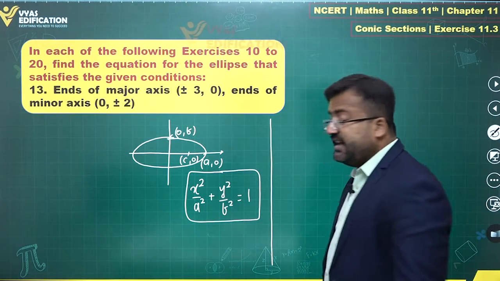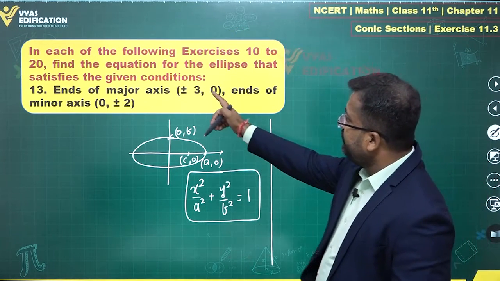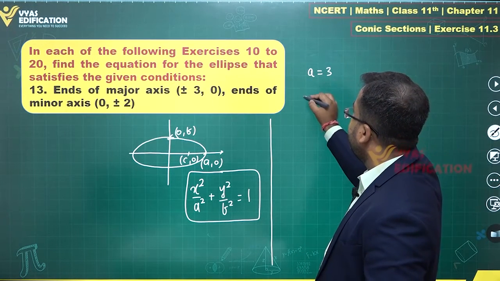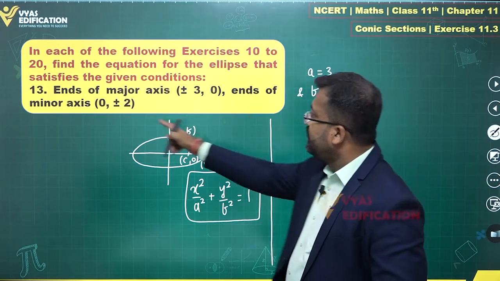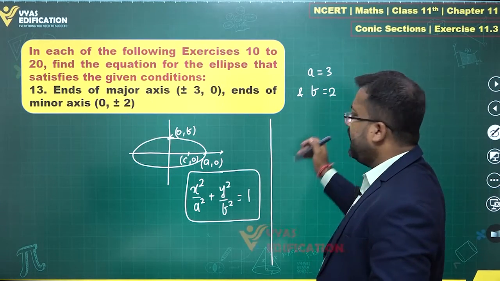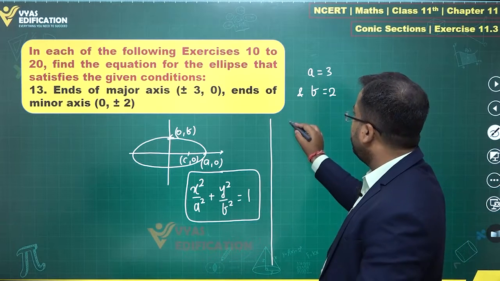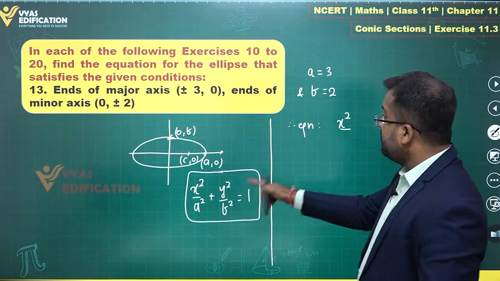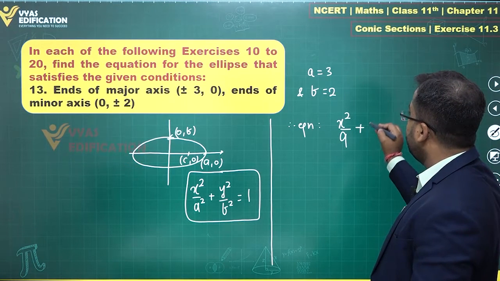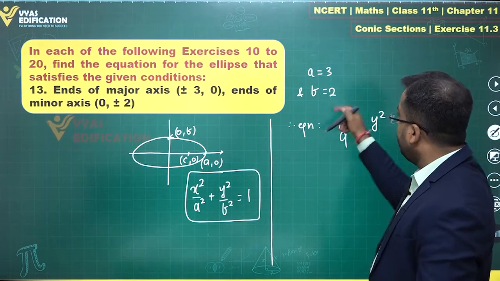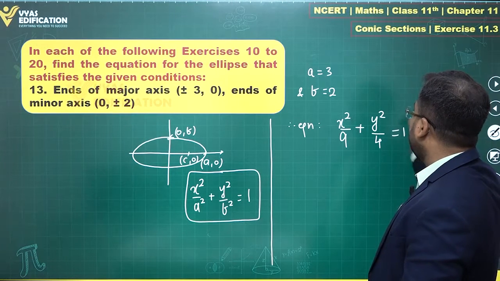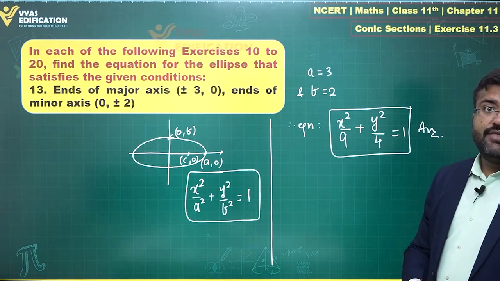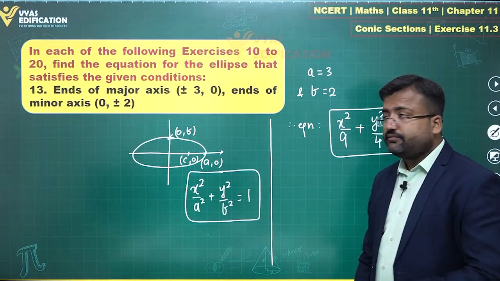From the given conditions we know that major axis endpoints plus minus 3 comma 0 imply that a equals 3 and b equals 2, and that is all that we need, right? Therefore the equation becomes x square by a square, which is 9, plus y square upon b square, which is 4, equal to 1. That's the required equation for this question. That's the 13th question for us.